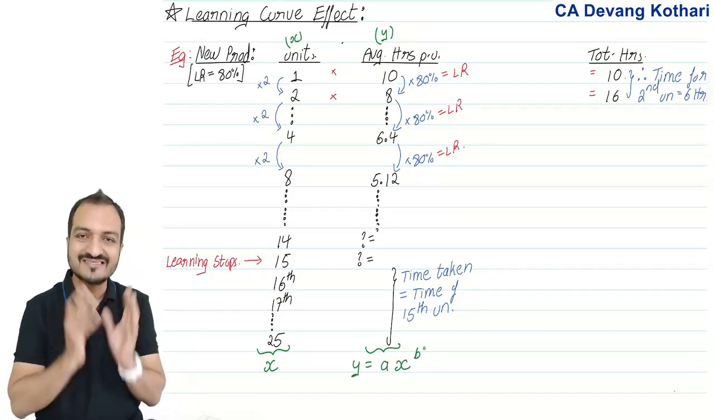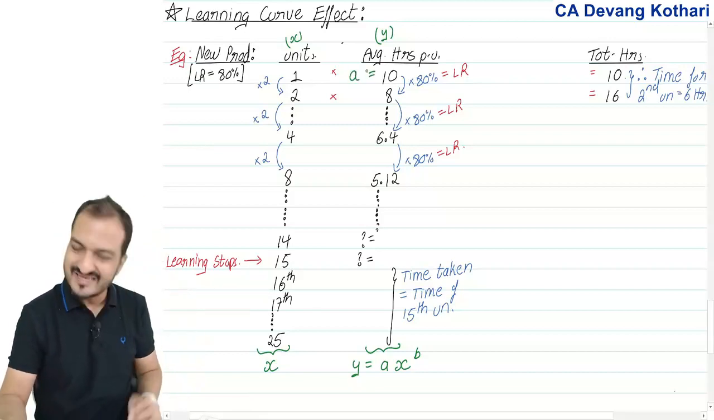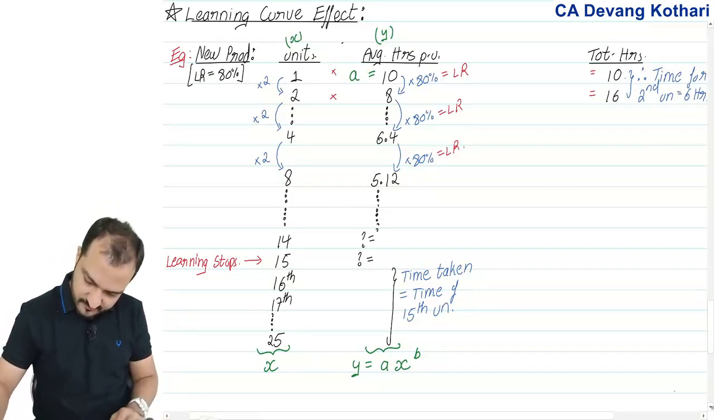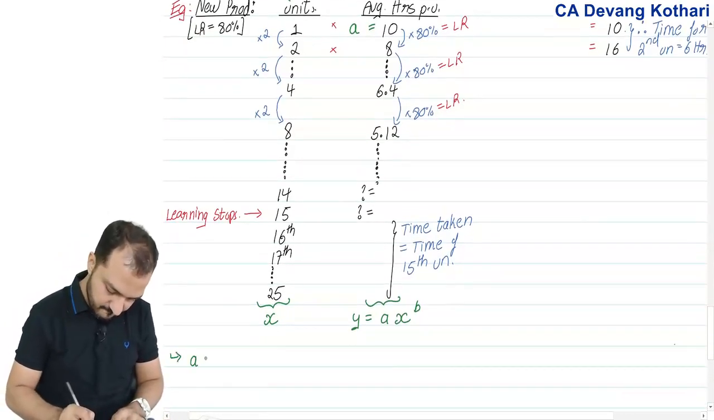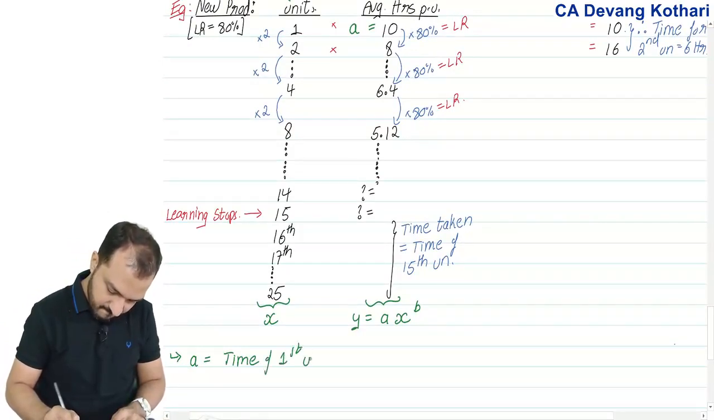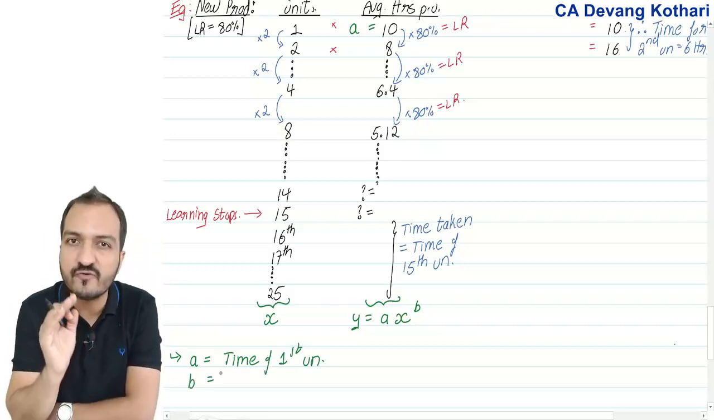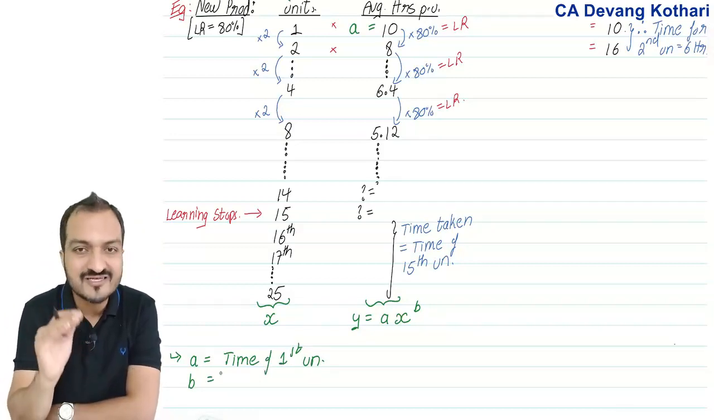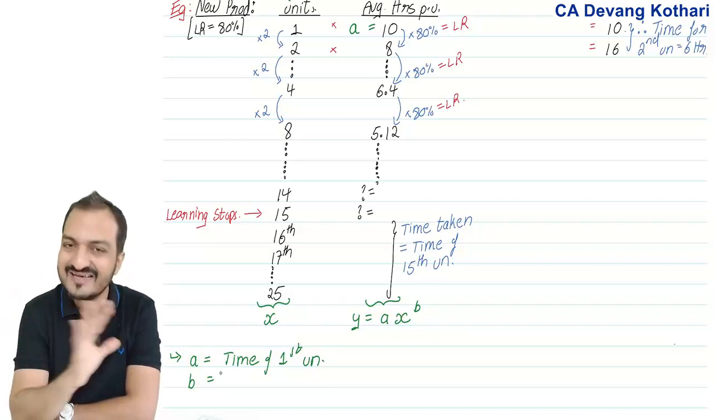A value is the time taken for the very first unit. This first unit, 10 hours time taken, is called the a value. As simple as that. So a value is the time taken for the first unit. And b value is called the learning coefficient, and generally that learning coefficient will be given in the question. So you don't need to worry about it. Learning coefficient is always given in the question.